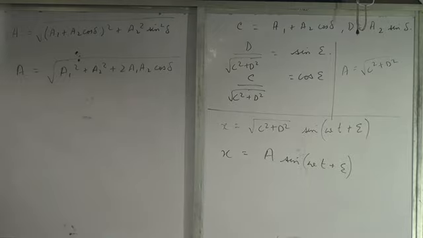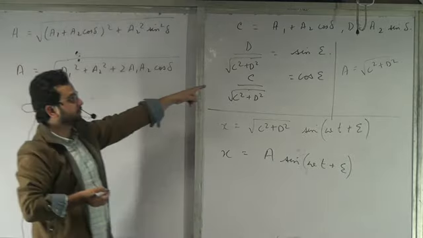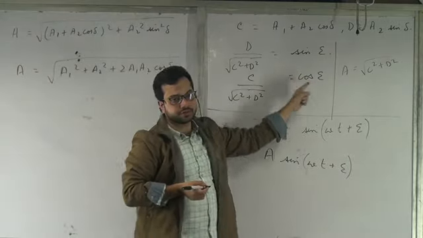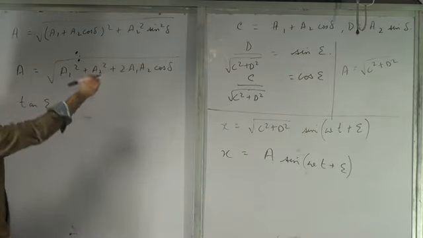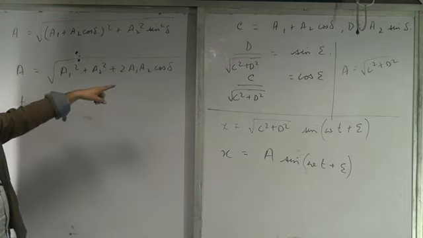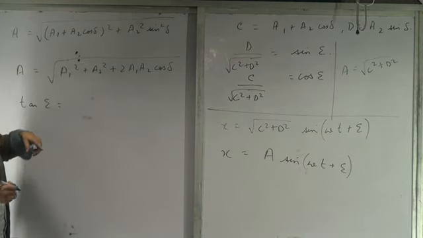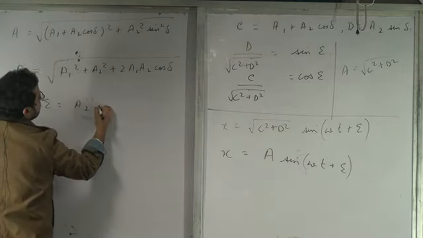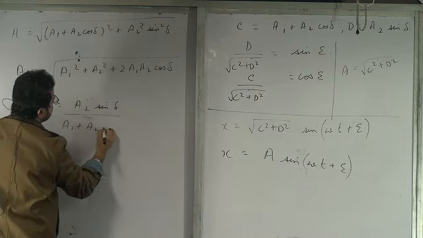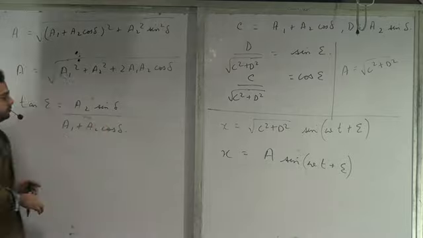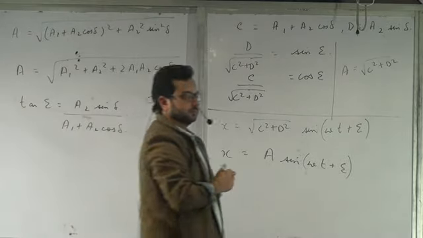Okay, how do I find out epsilon? Now divide these two quantities. You're going to get tan epsilon, and tan epsilon would be equal to what? Tan epsilon is equal to d by c. So that is A2 sin delta divided by A1 plus A2 cos delta.